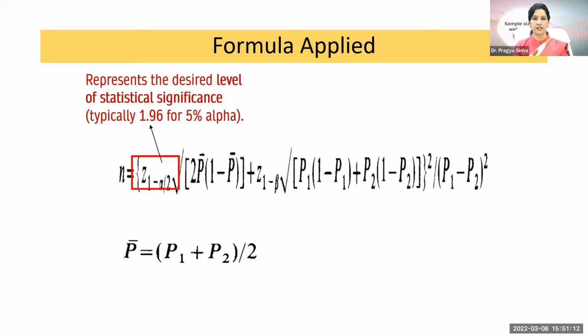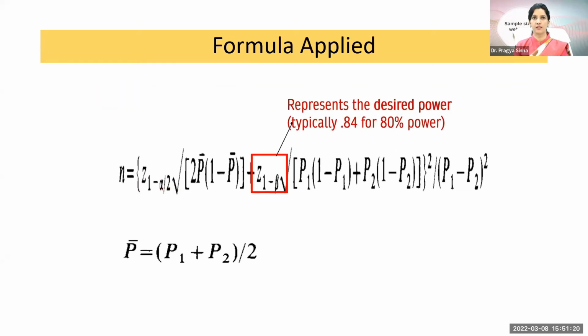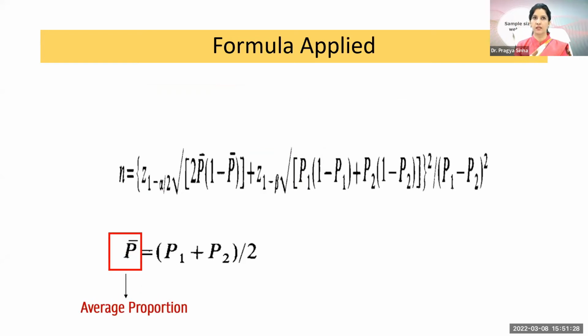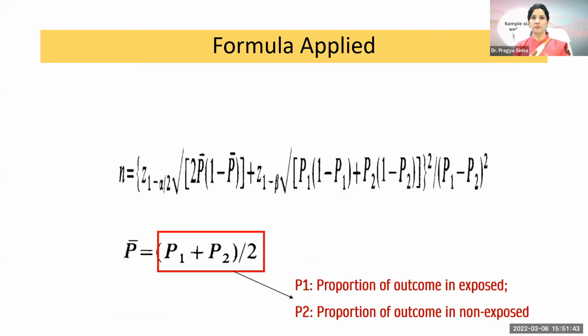So this is again Z1 minus alpha. We know that is the desired level of statistical significance. At the 5% level, alpha is 1.96. And this Z1 minus beta we take as the desired power, which is typically 0.84 at 80% power. And then this P is the average proportion, so P1 plus P2 by 2 is the average proportion. We have seen this in the sample size calculation for case control study design also. And this is the proportion of the outcome in the exposed, and this is the proportion of outcome in the non-exposed. So this is the formula you can write.